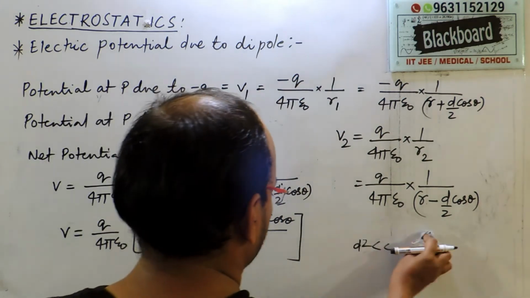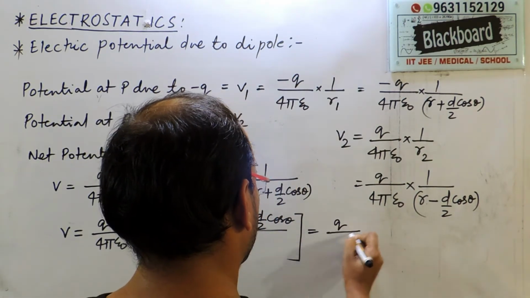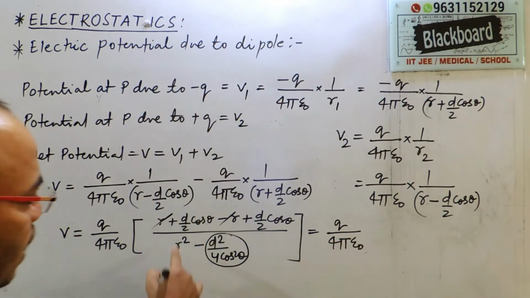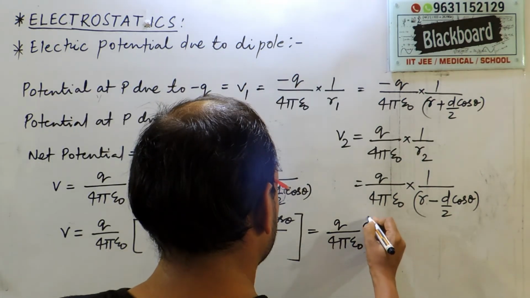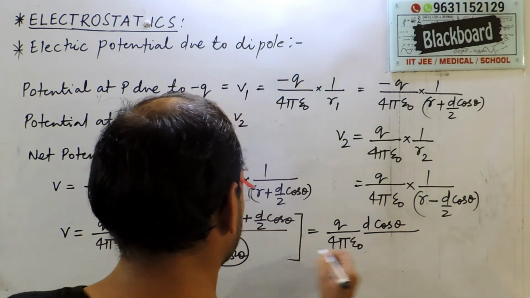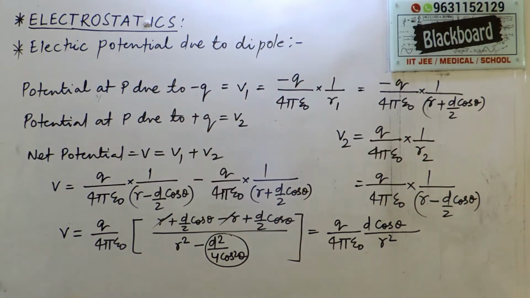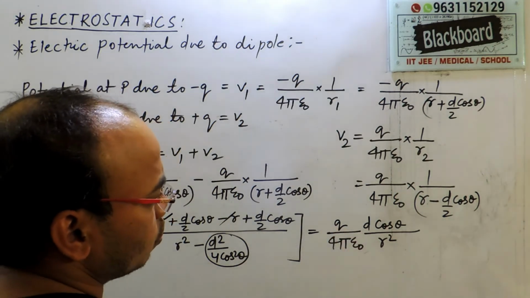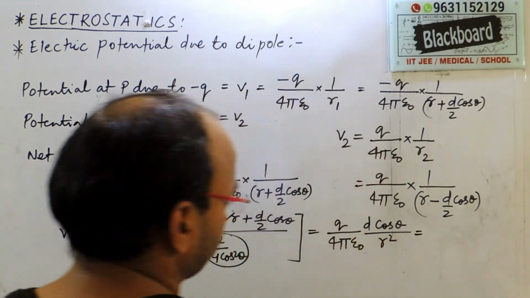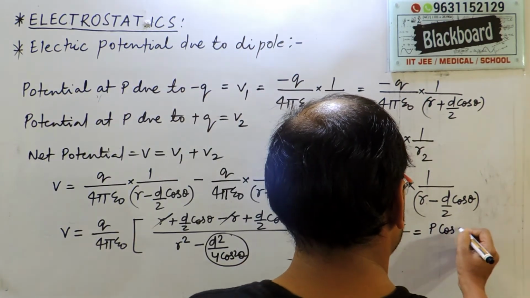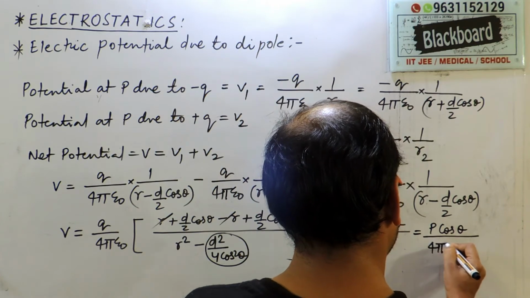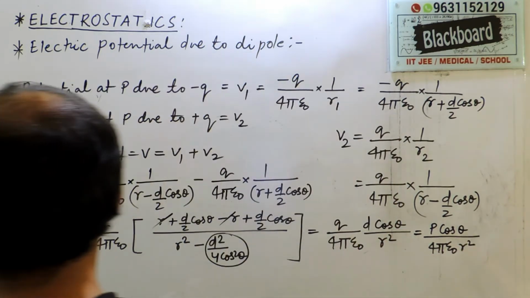तो इसको ओमिट करने के बाद आपका जो रिजल्ट आएगा, दैट रिजल्ट इज हियर q बाई 4 पाई एप्सिलॉन नॉट, and this is here d by 2 cos theta. That means this is here d cos theta, and divided by this is r square. This is the value of your net potential due to dipole at any point P, and q into d is your dipole moment. इसको हम dipole moment बोलते हैं. तो q into d, this is p. dipole moment को p से डिनोट करते हैं. This is p cos theta divided by 4 pi epsilon naught r square. This is the net potential.